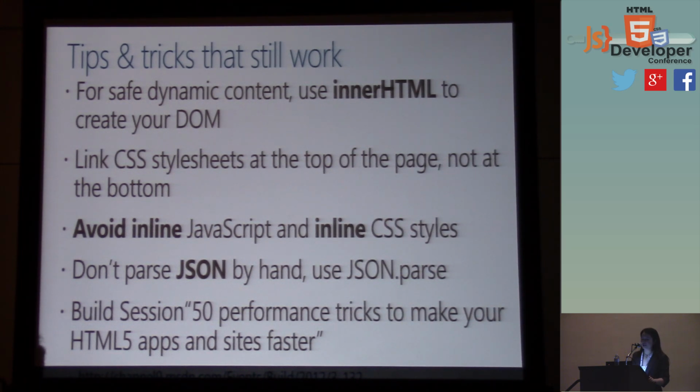The other thing is to try not to use a lot of inline JavaScript and CSS. This is probably not something you should do. And you should not parse your JSON with your own utility. You should always use a JSON utility, because we all love JSON. One of the reasons is that it has a really cool utility for us to use, right? And if you want more tips, you could go to this session called 50 Performance Tricks to Make Your HTML5 App Run Faster. There are 50 tips there, so you could go to this URL and take a look at the presentation.